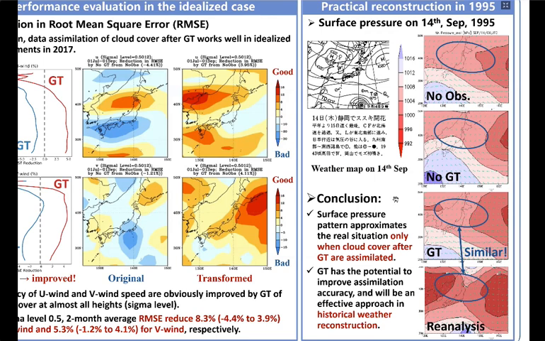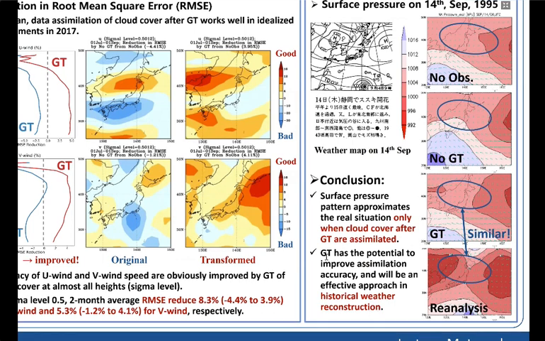So now we can conclude that the Gaussian transformation has the potential to improve assimilation accuracy and will be an effective approach in historical weather reconstruction.